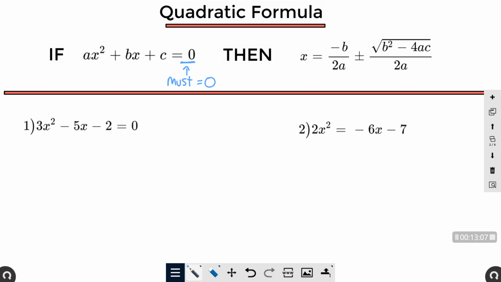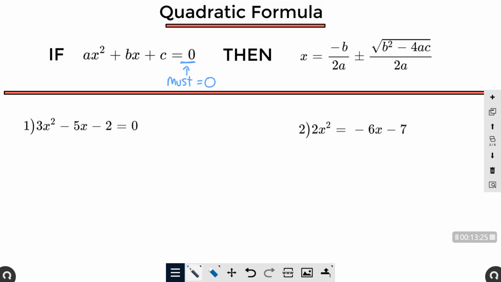Then when you use your quadratic formula, so you guys repeat after me. Opposite of b, plus or minus square root, b squared minus 4ac, all over 2a. Very good. So that's our quadratic formula.